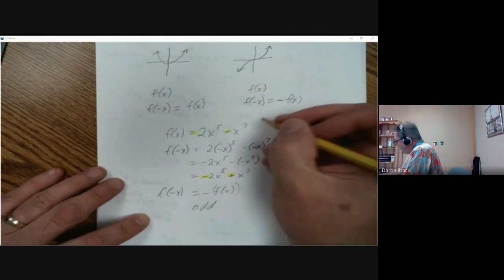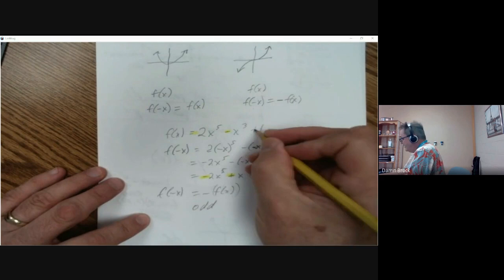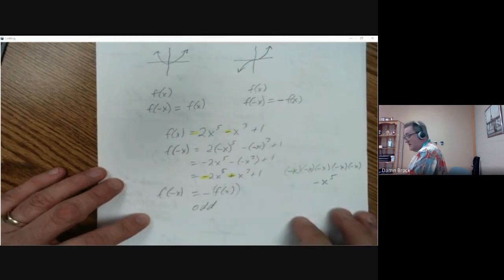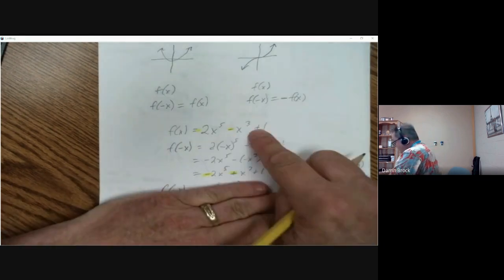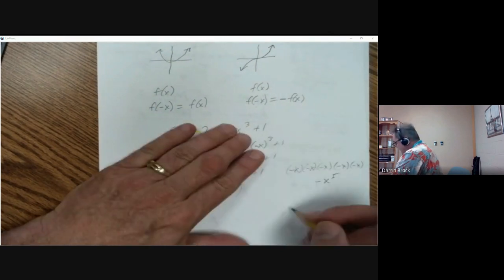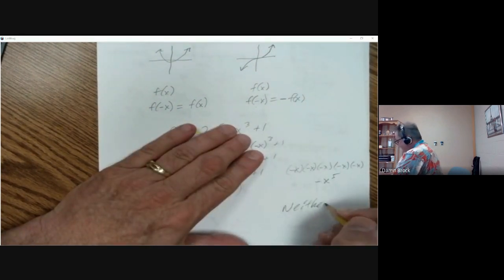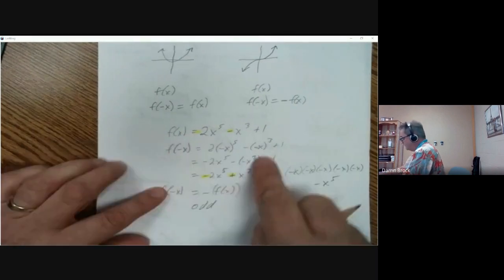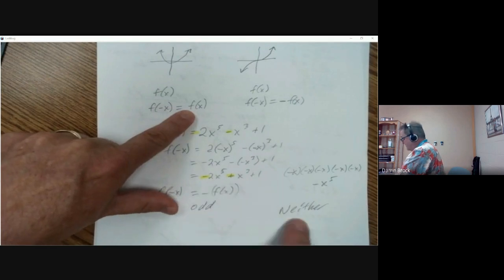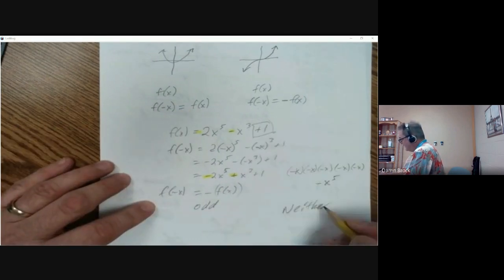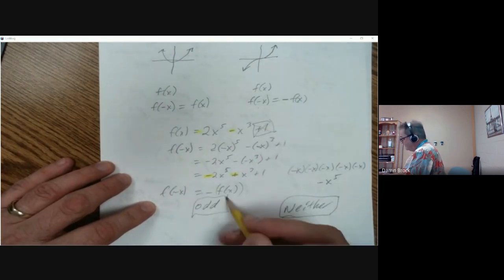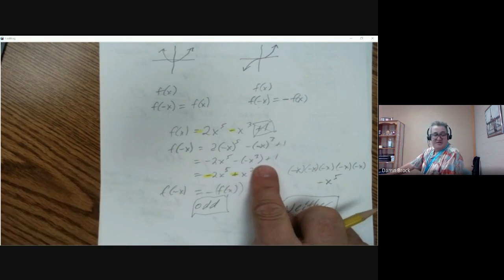Now here's the thing. If this had a plus 1 on the end, would anything have changed? Nope, that'd still be plus 1. Now, this is opposite. This is opposite. This is exactly the same. So in that case, it's neither, because everything didn't change signs because the plus 1 didn't change. And it didn't end up exactly the same, so it's not even. So if you have this plus 1, it's going to be neither. Without it, it's odd because we did end up with exactly the opposite of what it started with.